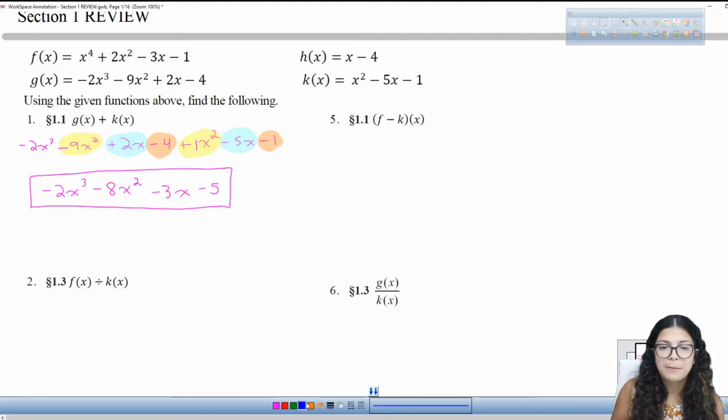Okay, moving on to number 5. So here we are doing f minus k of x. That just means f of x minus k of x. So the input for both f and k is x. That's all that means. I'm writing f again.